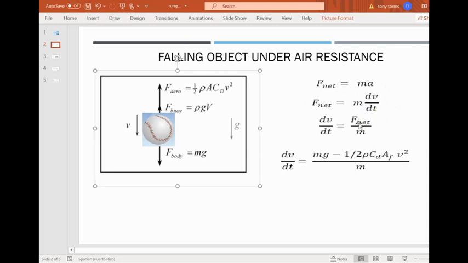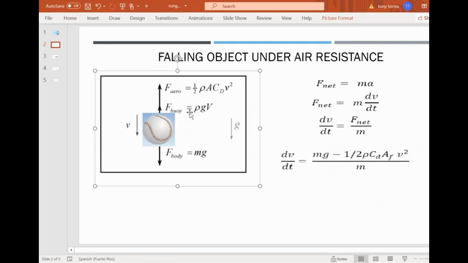Now, the only thing that we need now is to add those terms required for the change in velocity with respect to time. And that's basically that the net force will be the force downward, that's mg, minus the drag force, which is going in the other direction. And that will be 1/2 rho times the coefficient of drag times the frontal area of the ball times the velocity squared. So as you can see, all this divided by m.